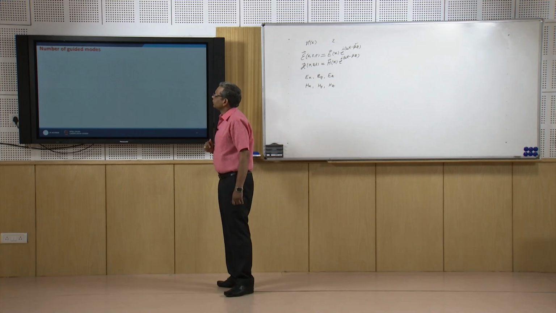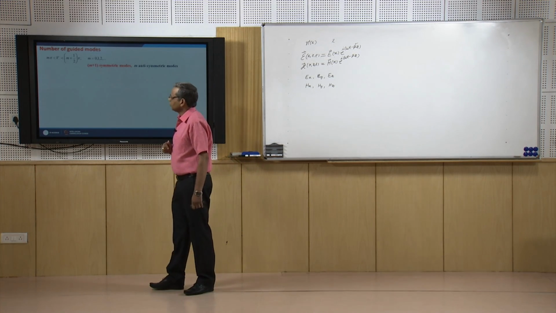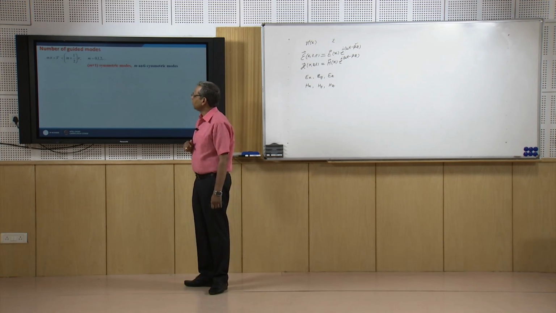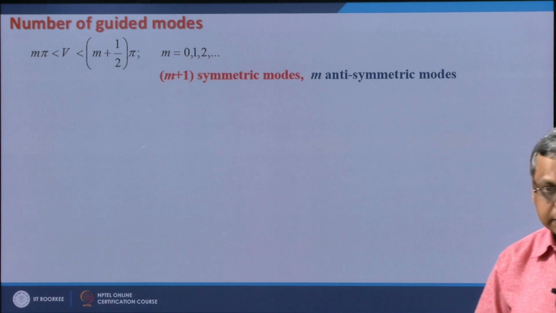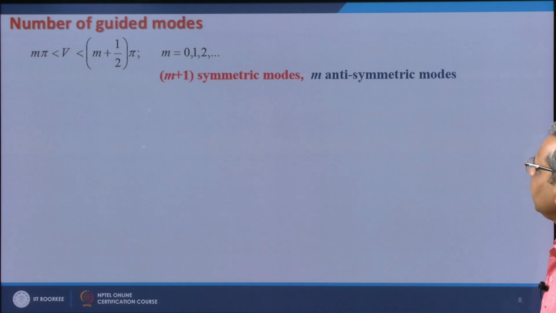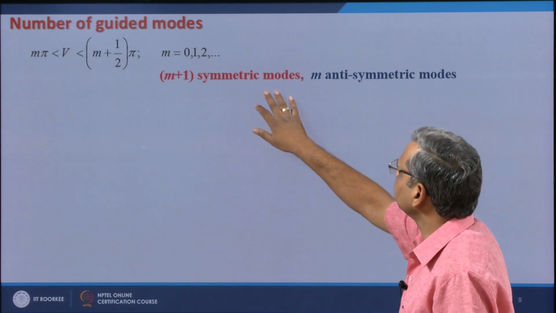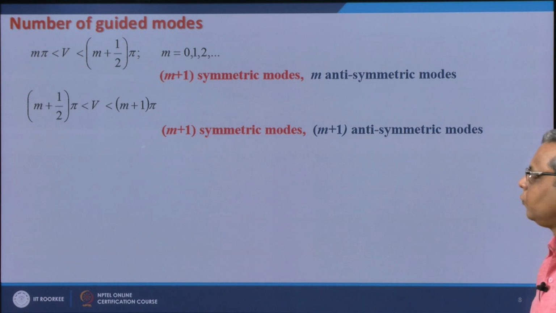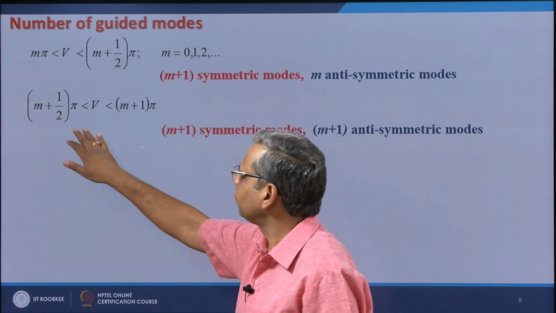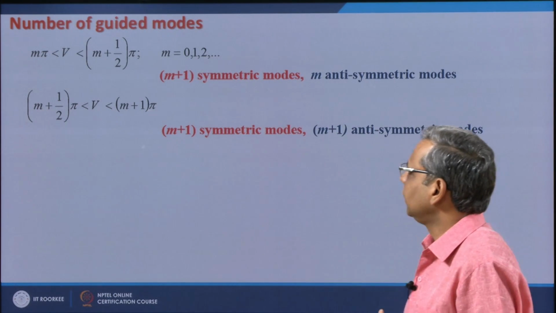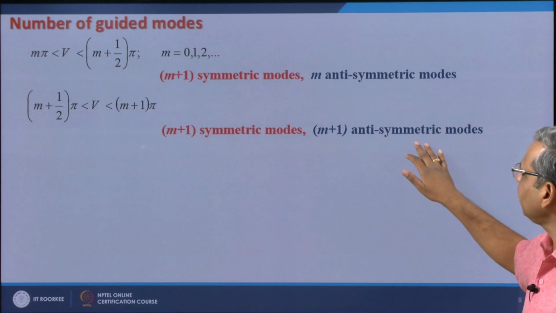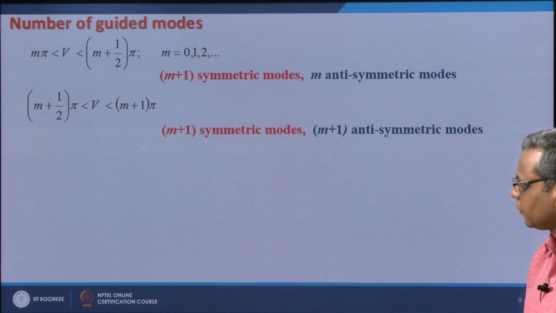So, in general the number of guided modes I can find by looking at the value of V. If V lies between m pi and m plus half pi, where m is an integer 0, 1, 2 and so on, then I will get m plus 1 symmetric modes and m anti-symmetric modes. On the other hand, if V lies between m plus half pi and m plus 1 pi, then I will get m plus 1 symmetric modes and m plus 1 anti-symmetric modes.